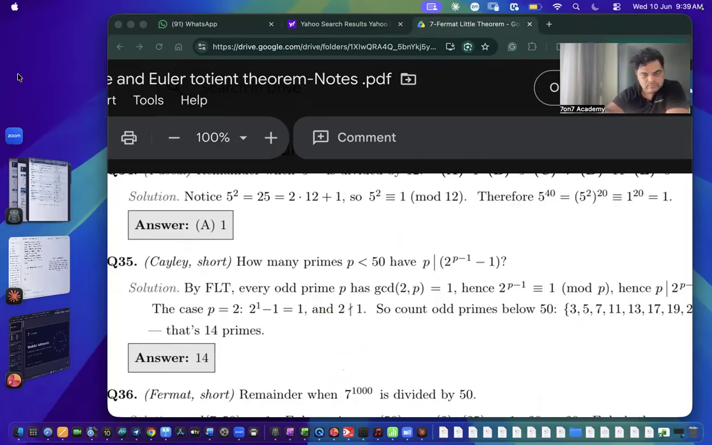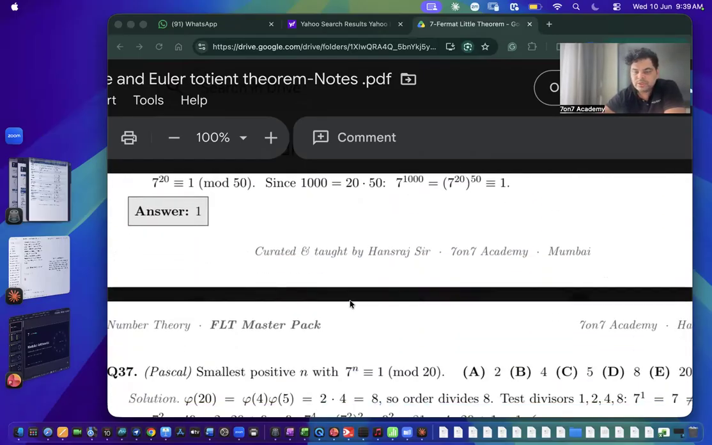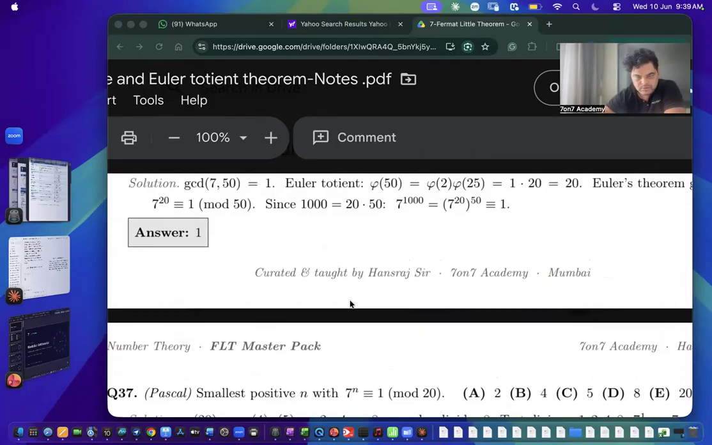ठीक है? You can check it. So sometimes you don't need to use the theorem. ठीक है? And what is the n such that 7 raised to n is congruent to 1 mod 20? Sir, I'm not sure.